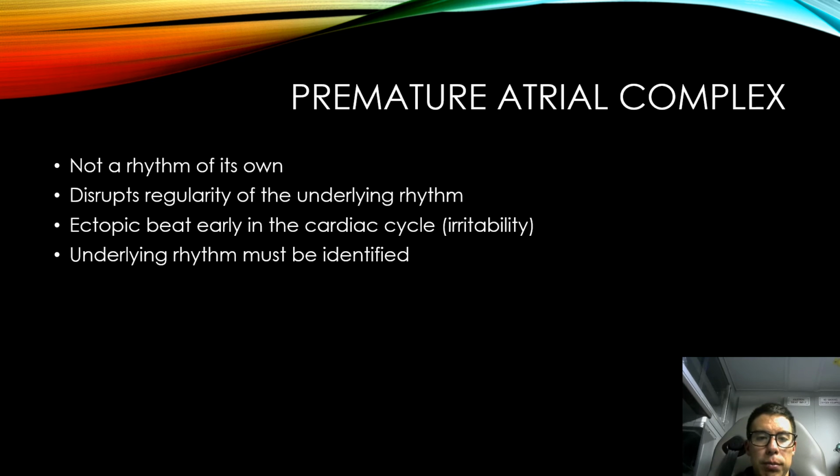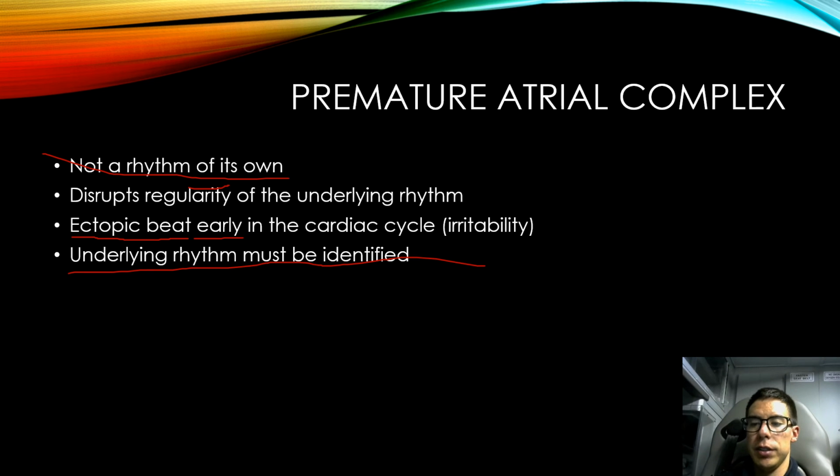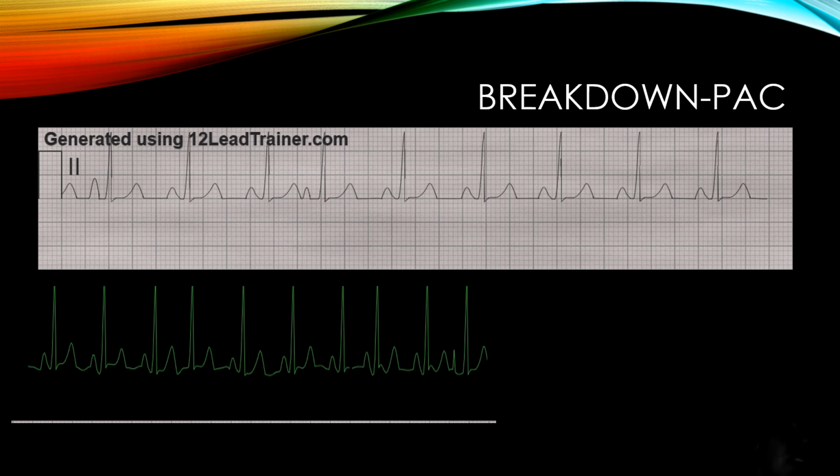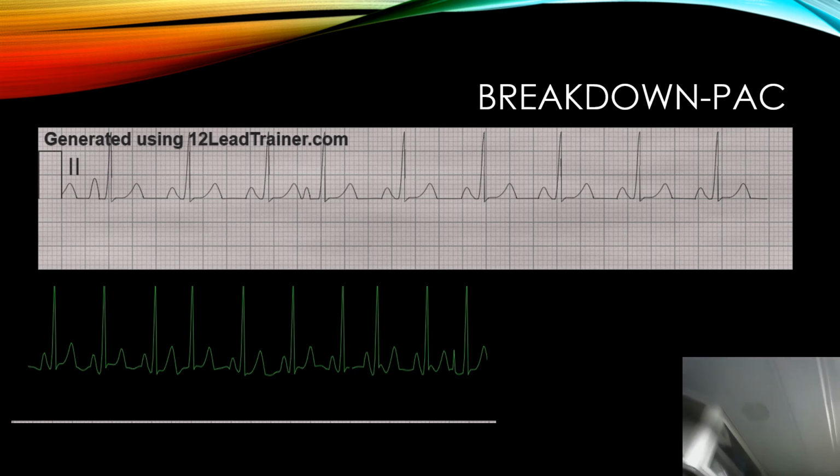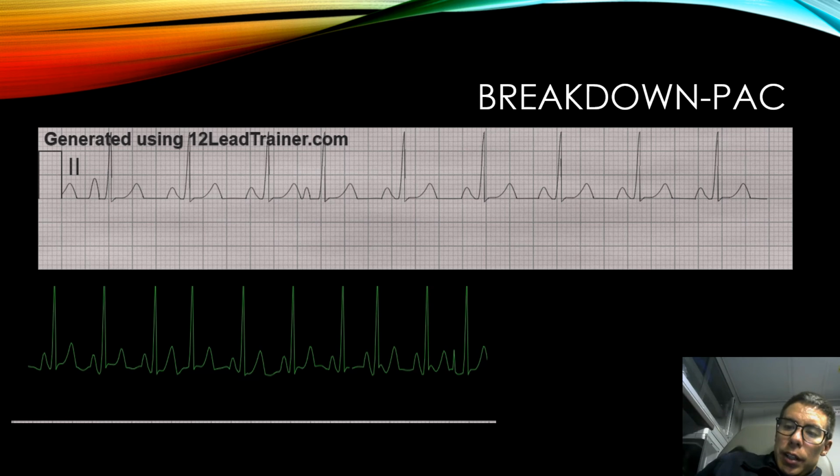But as I put right here, it is not a rhythm of its own. It disrupts the underlying rhythm. It is an ectopic beat that is early, and you have to identify the underlying rhythm. So when you go to tell someone what the rhythm is, don't just say it's premature atrial complex, because that's not a rhythm. You need to tell them what the rhythm is and say that it has PACs, or premature atrial complexes, in it. So there's not really much explanation needed for PAC, so we're just going straight to breaking it down instead of the physiology.